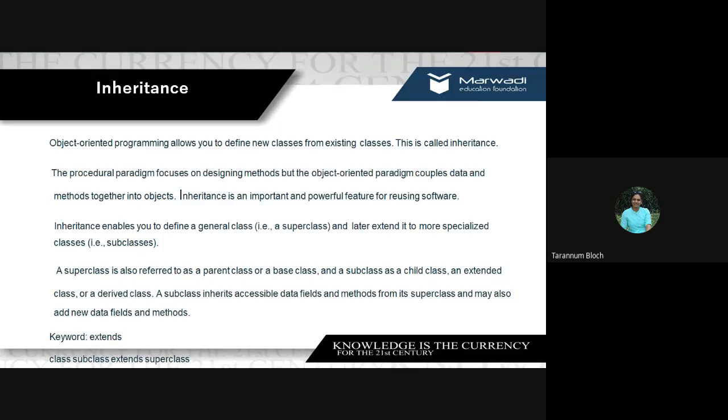When I say a superclass, usually all the properties of the superclass will be available in the subclass. So what does it mean? It simply means that a subclass inherits all accessible data fields. Now there is a limitation. When I say accessible data fields, it means the permission which you have given. All the permitted data fields and methods from the superclass are available. We can access them in the child class as well. We can add new data fields and methods. To do so, we use the keyword extends.